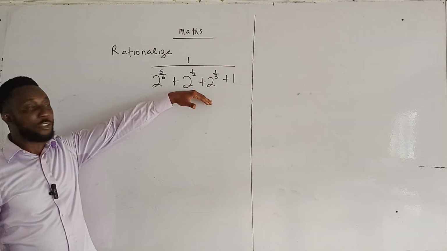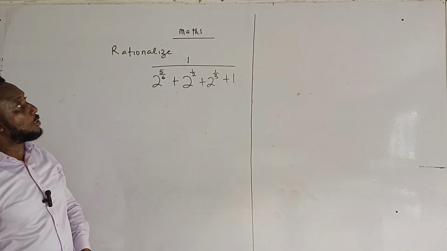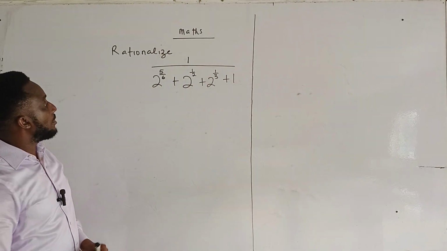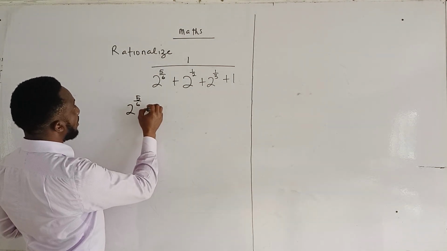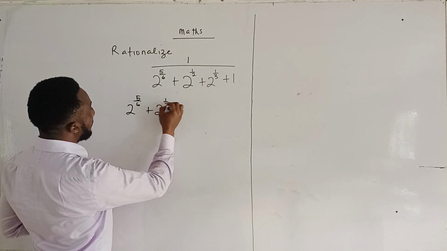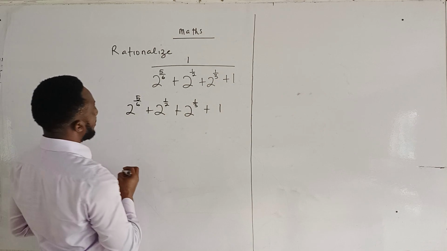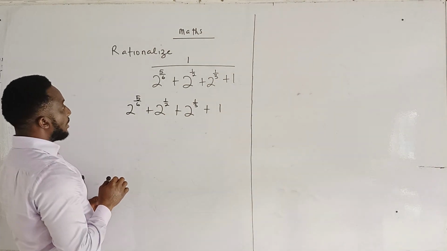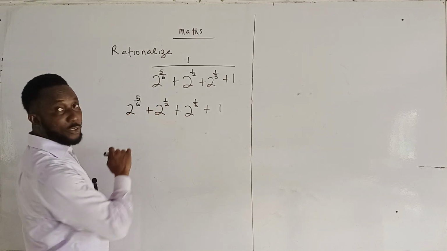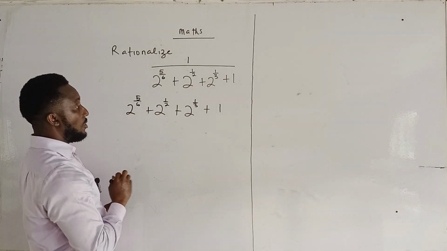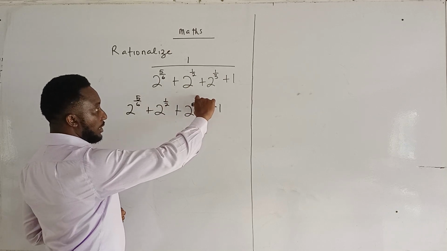Now if you look at the denominator here, it's a rather complex radical expression. So what we shall do is to factorize it. So I'm going to have 2 to the power of 5 on 6 plus 2 to the power of half plus 2 to the power of 1/3 plus 1. Now the first thing that we shall do is to make these fractions have the same denominator. So it means that I have to multiply up and down here by 3 and multiply up and down here by 2.